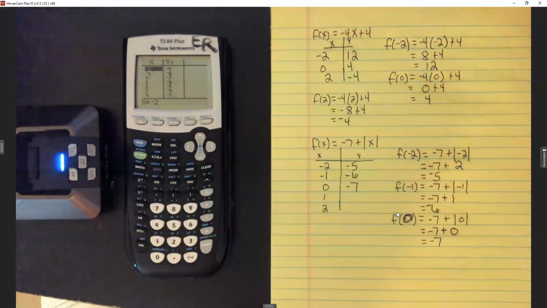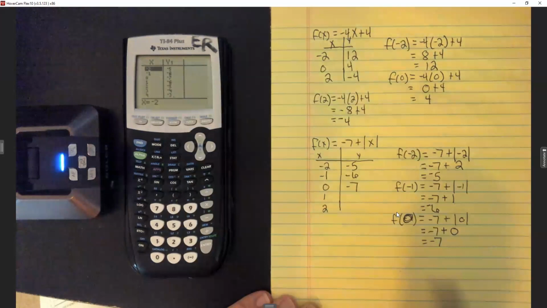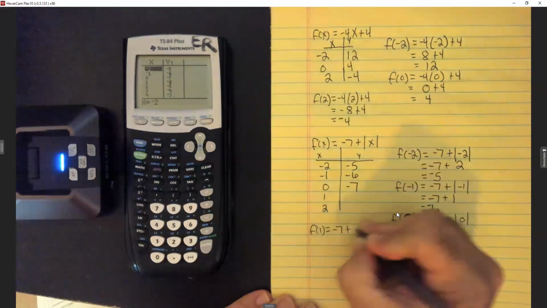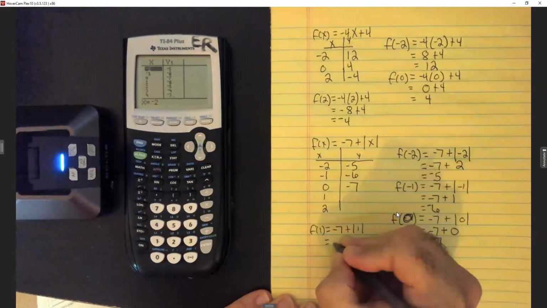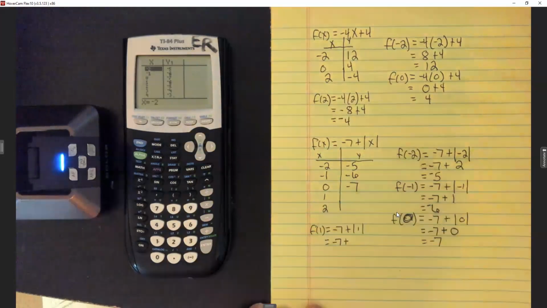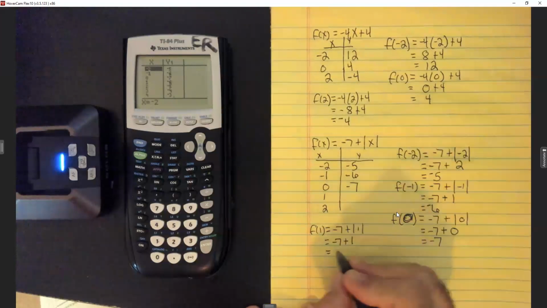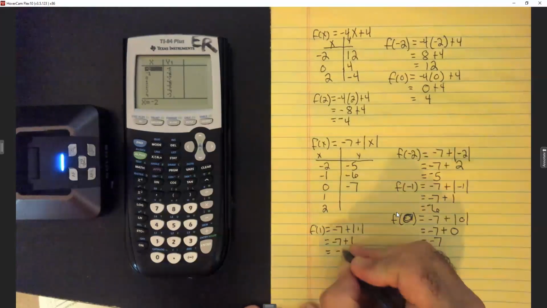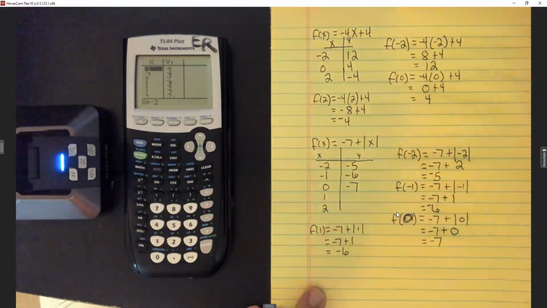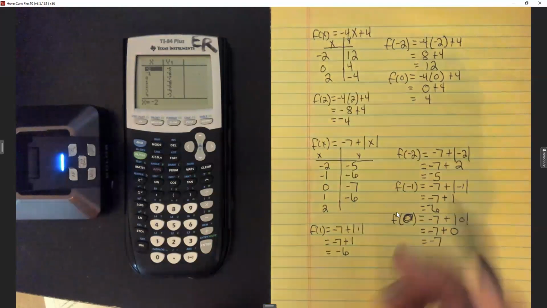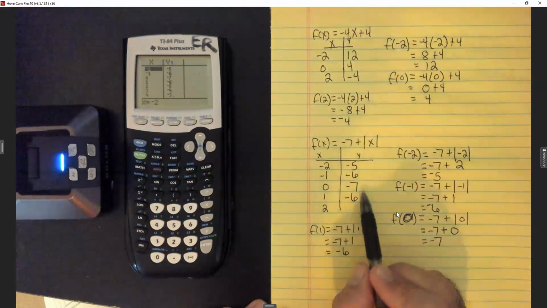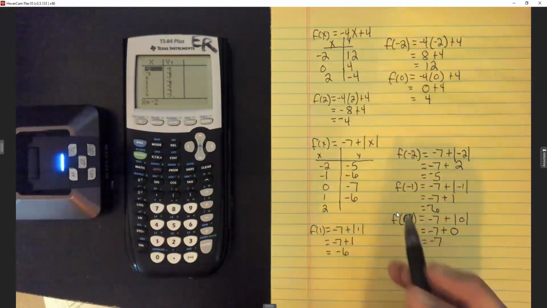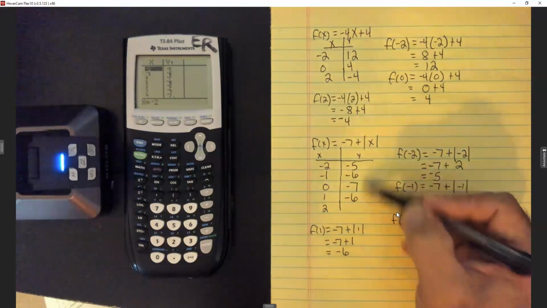Now let's put in a 1. So f of 1 will equal negative 7 plus absolute value of 1. So the absolute value of 1 is 1. And then negative 7 plus 1 will give us a negative 6. But if you remember yesterday when we did the absolute value, they're symmetric. And if you notice, it looks like 0, negative 7 is going to be my vertex point on it. And then it starts getting symmetric, okay?